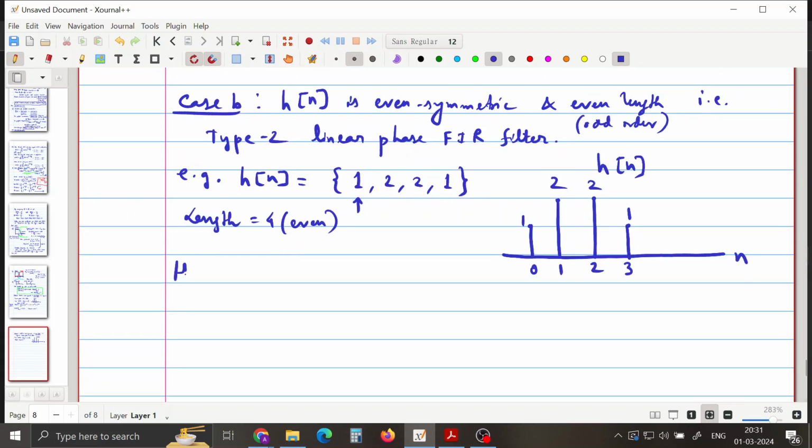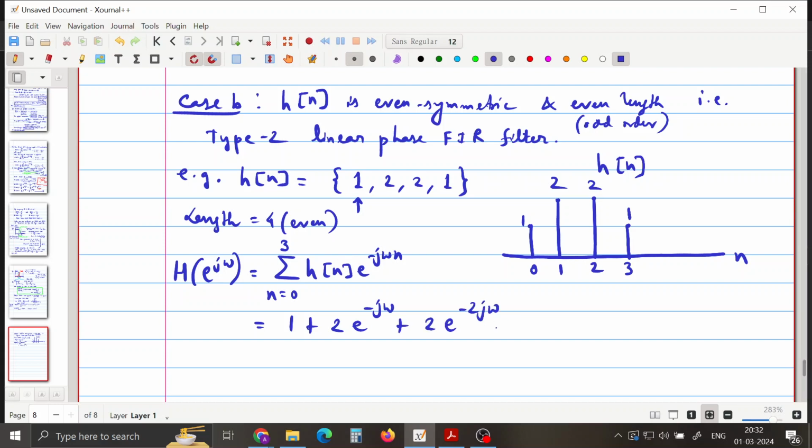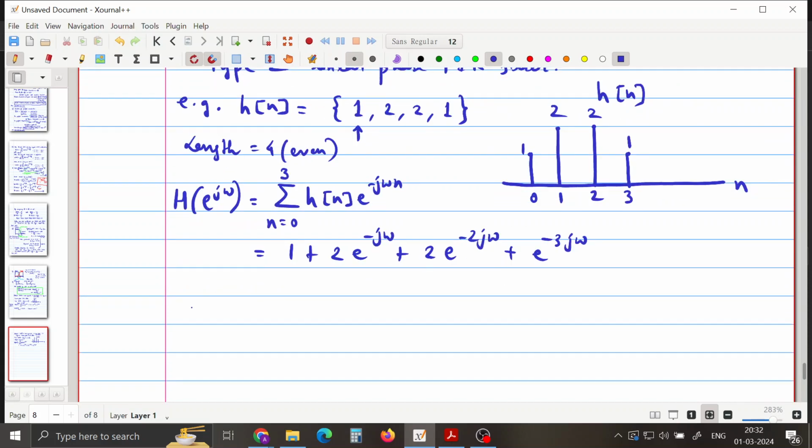Again let's find the frequency response or the DTFT. So this is the sum of h of n e power minus j omega n running from 0 to 3, since the length is 4. That will give you 1 plus 2 times e power minus j omega plus 2 times e power minus 2j omega plus e power minus 3j omega. I hope I have not made any calculation mistake here. Yes, this is what you are supposed to get, and again we'll check the criteria.